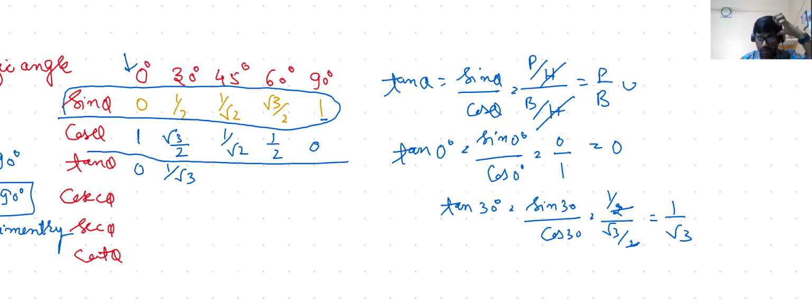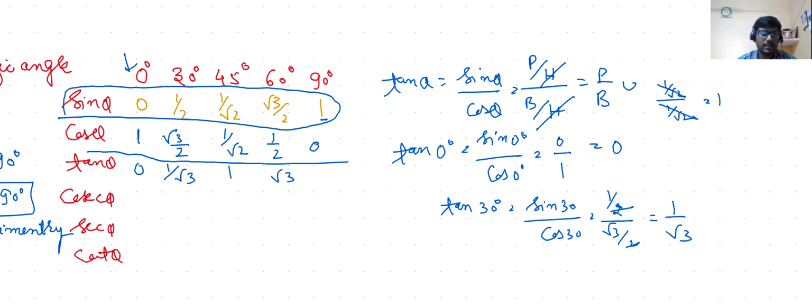And the third value: sine 45 is 1 upon root 2 and cos 45 is also 1 upon root 2. So both of these are 1 upon root 2 divided by 1 upon root 2, so it must be 1. And the next one, if you solve it, must be root 3.